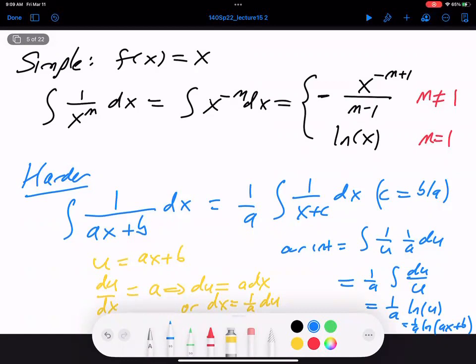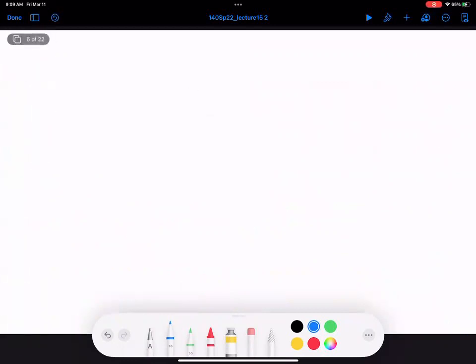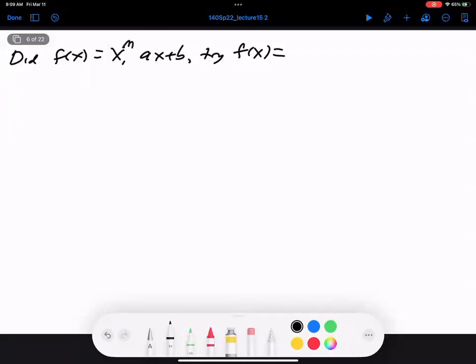Okay, what's the next one we could try? So we did f of x equals 1 over ax plus b. Let's try f of x equals what? What's the next one to try? Actually, we did x to the m. What should we try now?